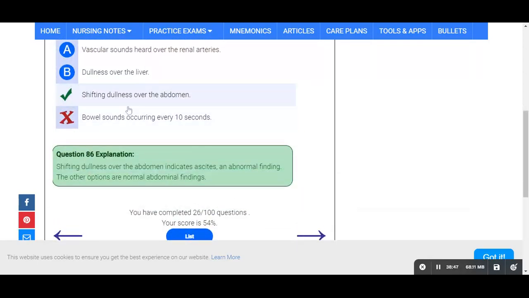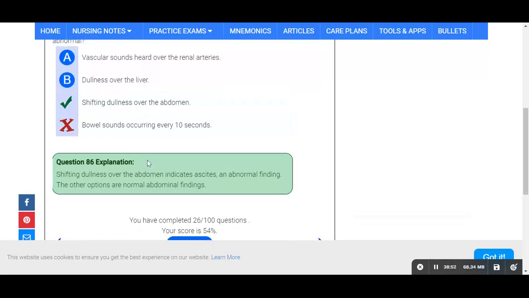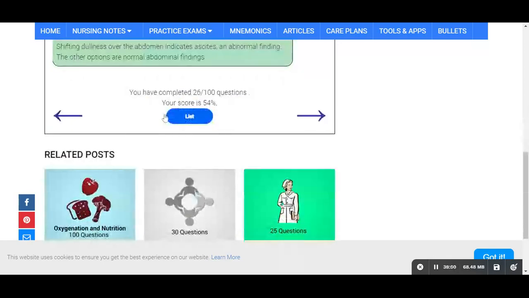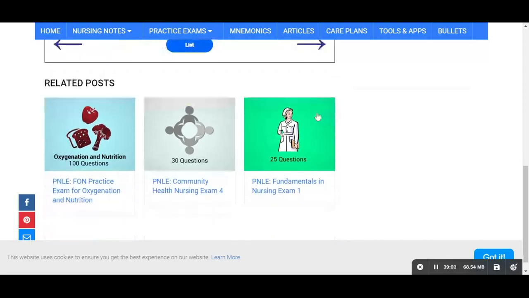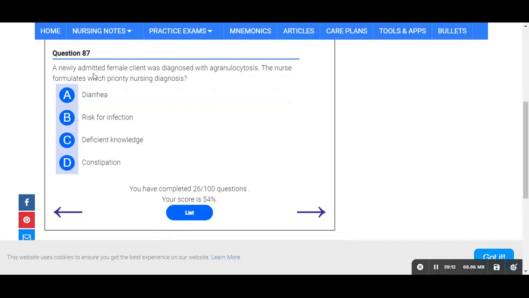Okay, shifting dullness over the abdomen is the correct answer. Shifting dullness over the abdomen indicates ascites, an abnormal finding. The other options are normal abdominal findings. So shifting dullness over the abdomen is ascites. You know ascites, like the big tummy one? When your belly becomes big, inflamed? Okay. There's edema of the tummy, abdomen.